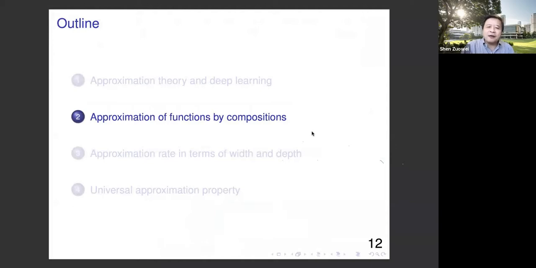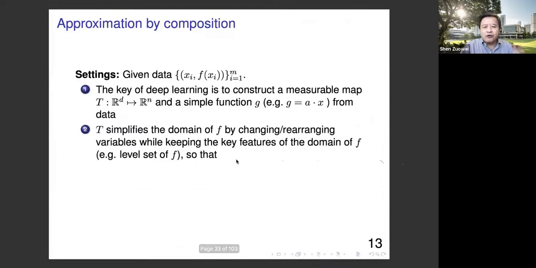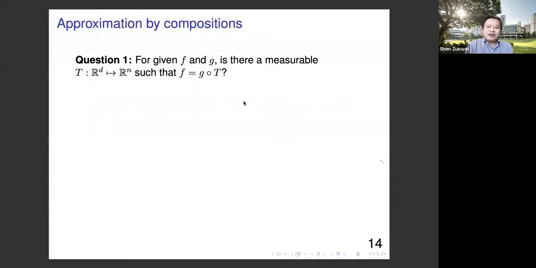Next, let's talk about the mathematics. Now we can see it's really about approximation through composition. Suppose you have data. You basically want to find T and G such that T composed with G gives a good approximation. So forget about the neural network. First, let's think about what mathematical questions we can ask. The first question is, suppose I have F and G. Is there a measurable function T such that F equals G composed with T?